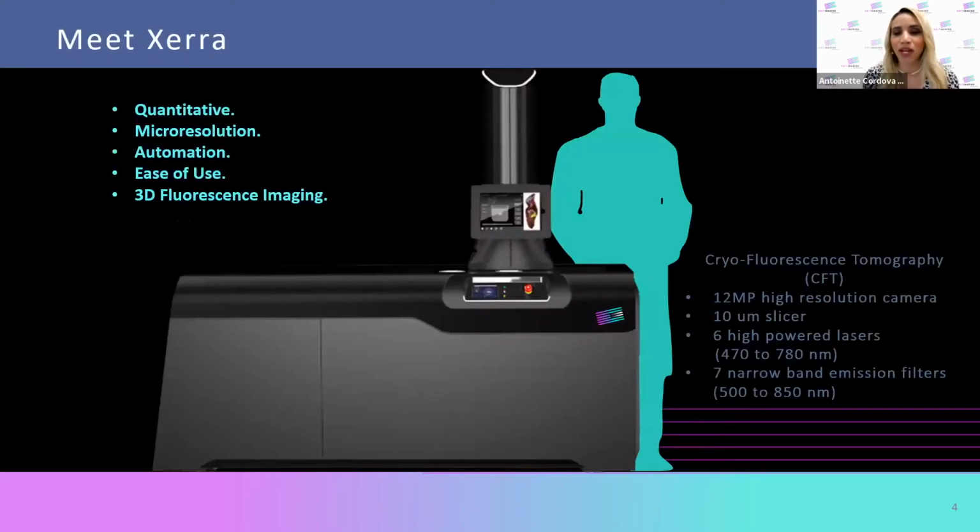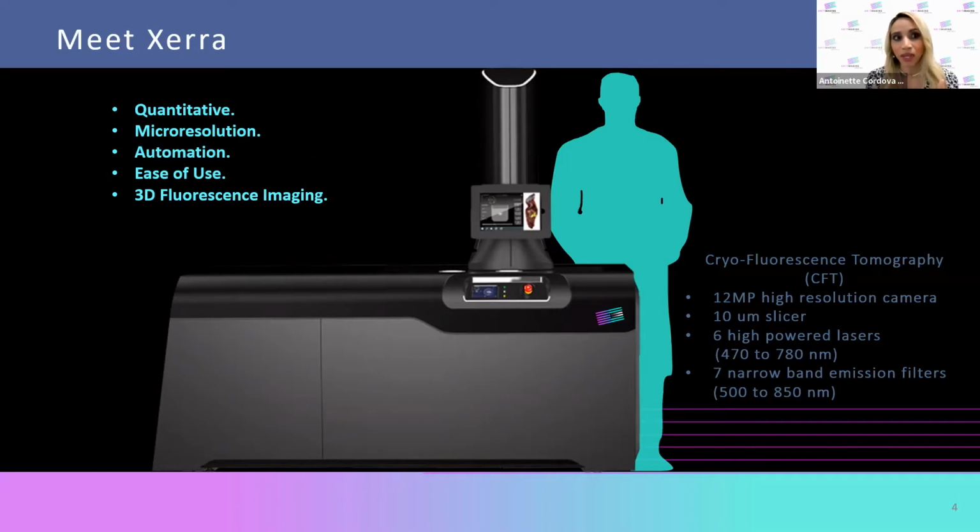But before I do so, I want you to meet the platform, Xera, and what makes it unique. It features a high-resolution camera, 12 megapixels. It has automated slicing, so those days of handheld cryostat and all that are over, which is great. We also have 6 high-powered lasers and 7 narrowband emission filters. And what's wonderful is that for those that do fluorescence imaging, there's a wide array of fluorophores. And for those that worry about depth penetration or multiplexing, we really have a platform that can address all of these things.